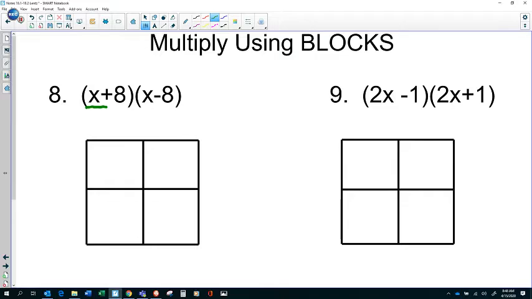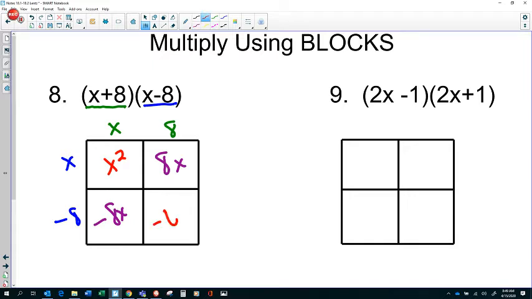So we're going to take our first binomial and put it up here. We've got a positive x and a positive 8. This next binomial is a positive x, which we're going to put down here, and a negative 8. Now we're going to multiply these two together and put them in this box. So x times x gives us x squared. Then x times 8 gives us 8x. Now I'm going to write this in purple too, because it's going to be the same variable attached to this, but x times a negative 8 gives us a negative 8x. And then on our last term, we've got a negative 8 times a positive 8, which gives us a negative 64.